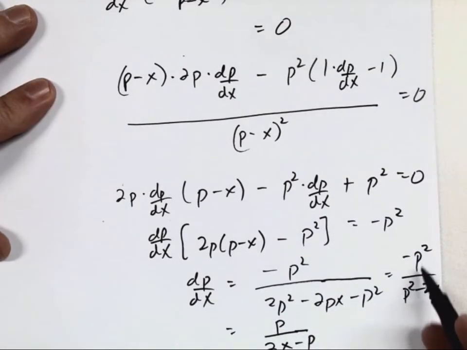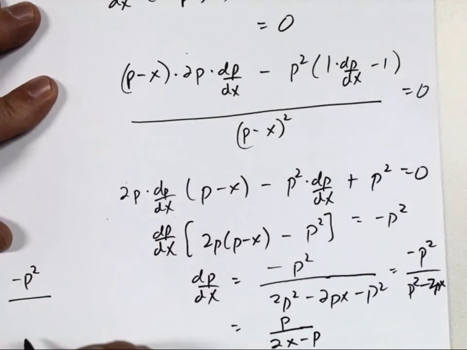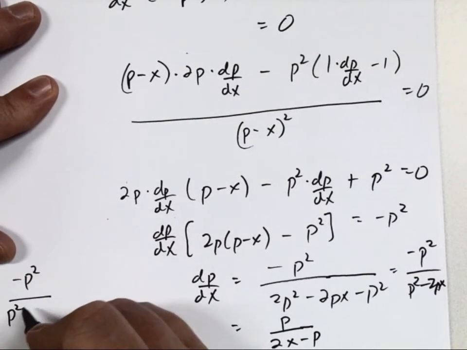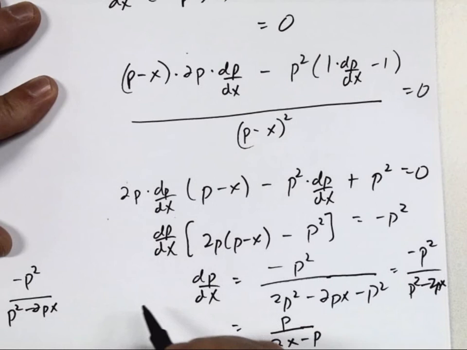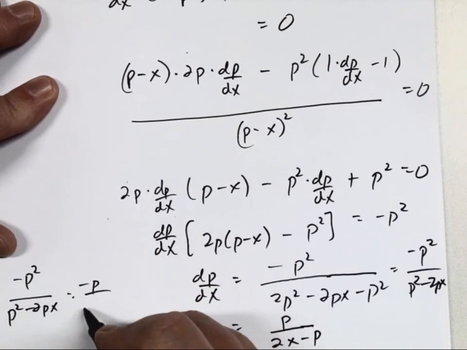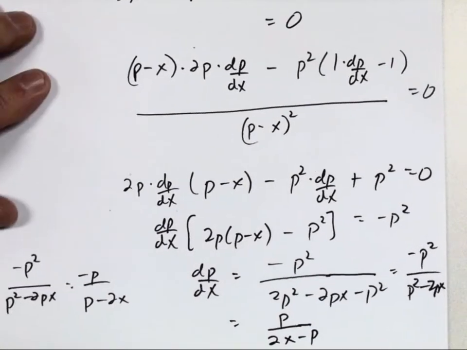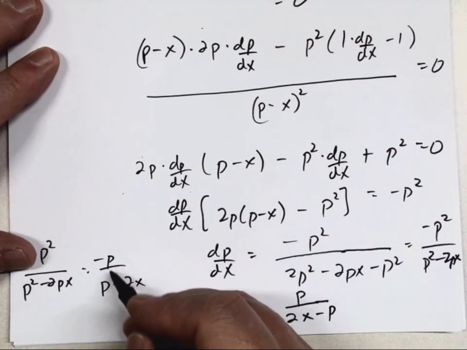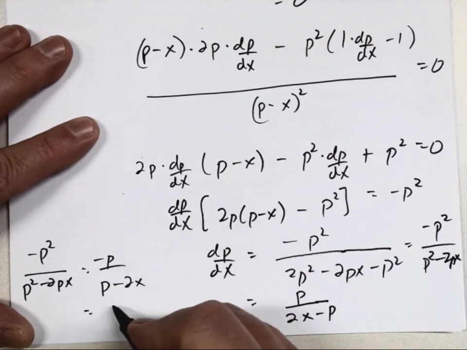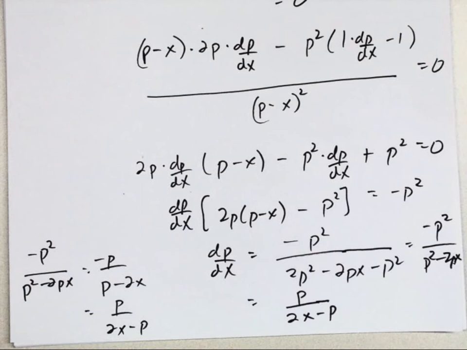Let me do this over here to the side. Some of you might be wondering, how did he get that? So here's what I had. First thing, I want to cancel a p out of all three of these. And then if I want to get rid of negative signs, if I multiply top and bottom by negative, you can end up with this.